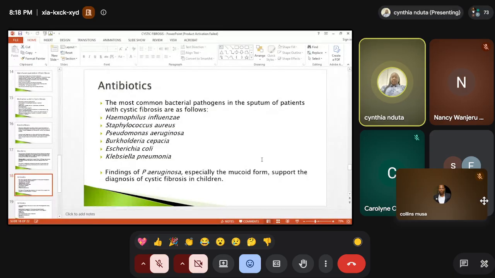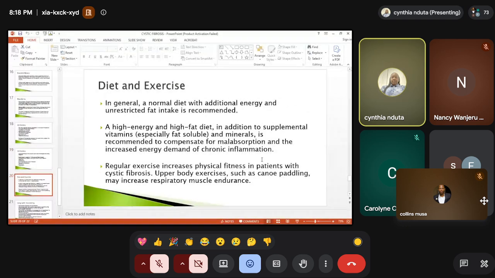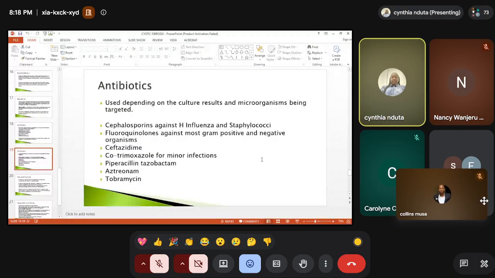Then you have antibiotics. So essential, we saw why. If you have viscous secretions, they are not being removed, they are not coming out, they cause bacteria to settle on them, and they can cause really bad infections. So for antibiotics, it depends on the culture results. So what bug has affected the patient? You go according to the culture result, and you give the right antibiotic.